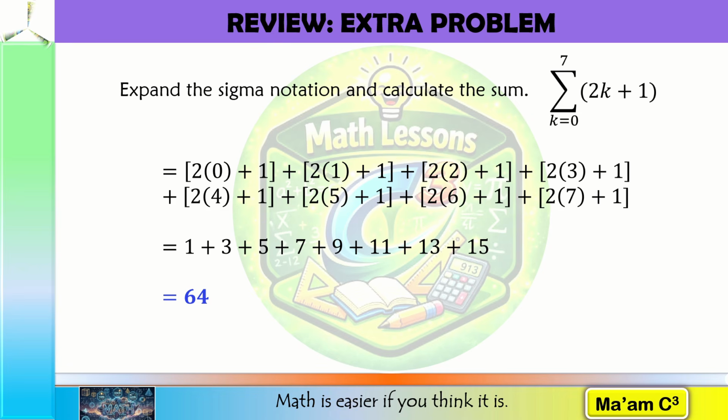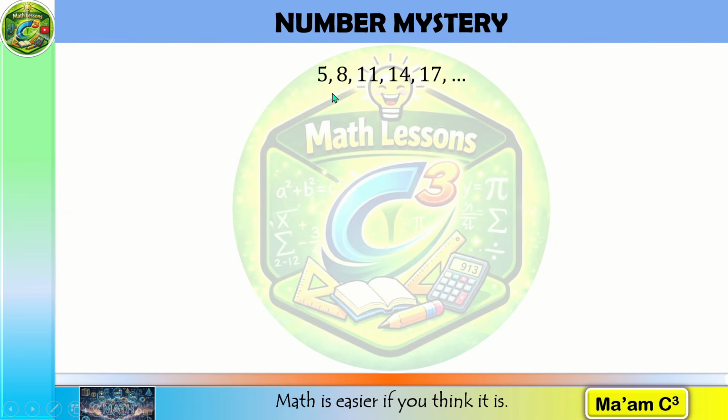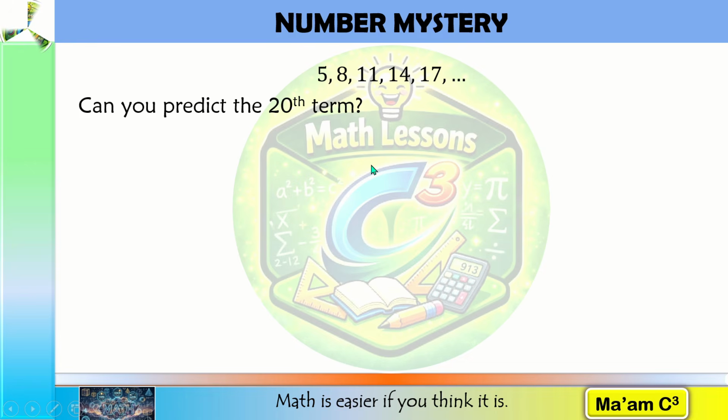Before we officially begin our lesson, let's first solve this number mystery. Observe the pattern carefully. 5, 8, 11, 14, 17, and so on. What do you notice? Very good. The numbers increase by 3 each time. Now here's the challenge. Without listing all the terms one by one, can you predict the 20th term? Pause this video for a moment and try to think it over. Did you get an answer?